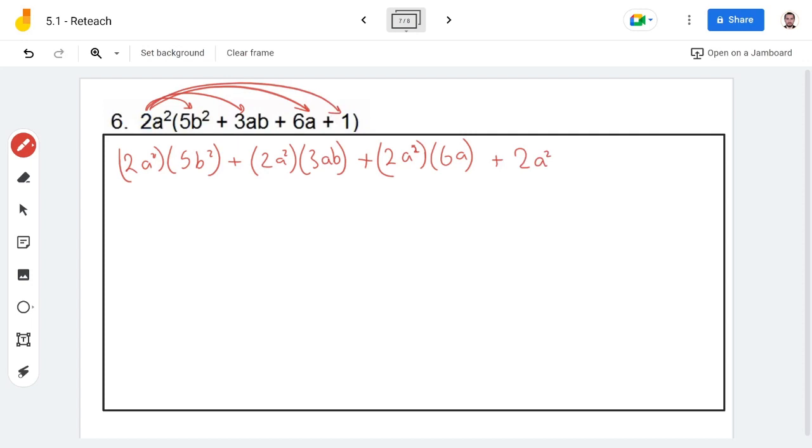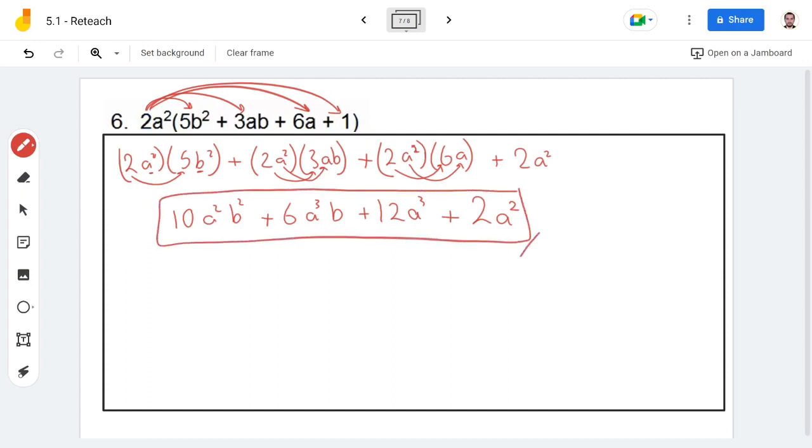Okay, now let's simplify them. So 2 times 5 is equal to 10. A, we have no other a, so a squared stays the same. B, we have no other b, so b is still b squared. Then now this one, 2 times 3 is equal to 6. Do we have a? Yes, we have a. a squared times a equals a cubed, then plus b. Then 2 times 6 is equal to 12, a squared times a, a cubed, plus 2a squared. Okay, so now do we have a like term? Look at the question. Well, we have no like term. So this is my final answer.